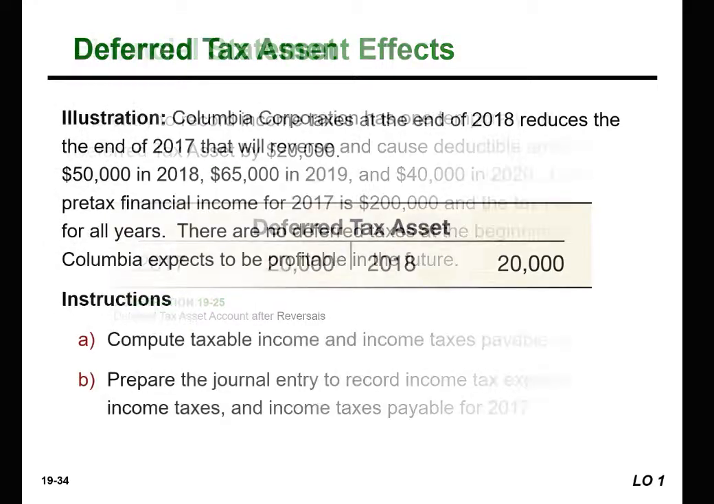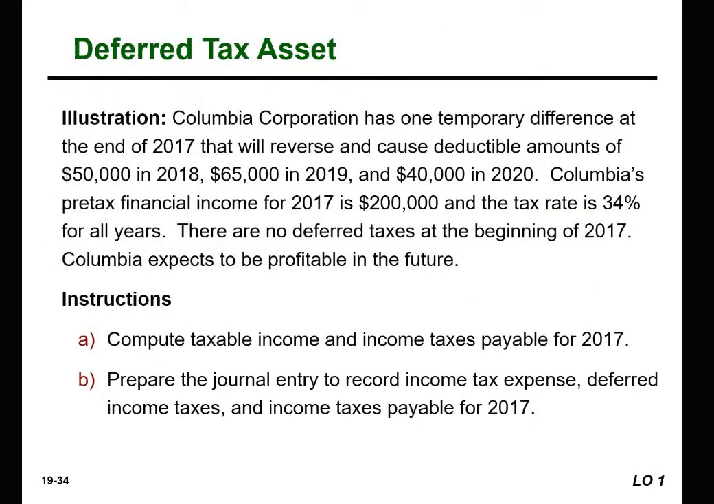Let's look at Columbia. It has a temporary difference at the end of 2017 that will reverse and cause deductible amounts of $50,000 in 2018, $65,000 in 2019, and $40,000 in 2020. Their pre-tax financial income for 2017 is $200,000, and their tax rate is 34% for all years. There are no deferred taxes at the beginning of 2017, and Columbia expects to be profitable in the future.